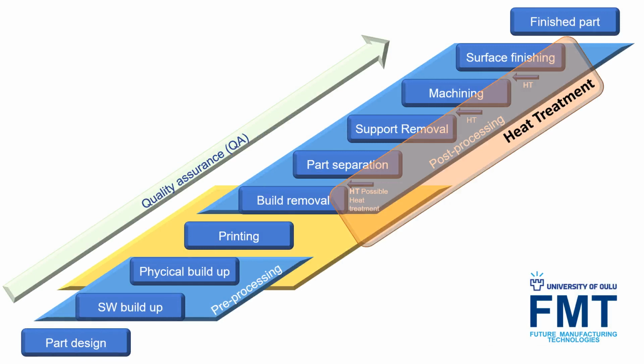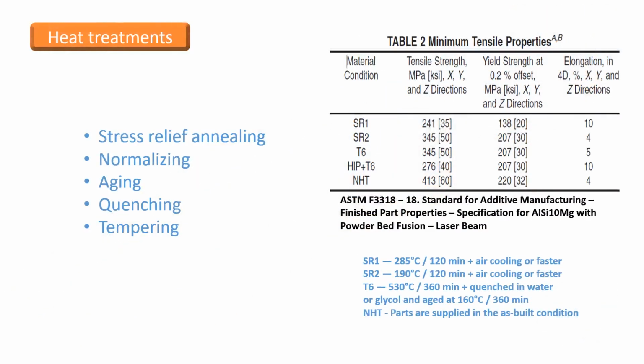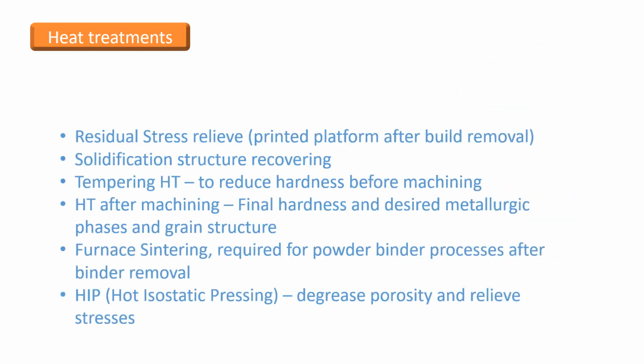Depending on the situation, heat treatments of metal printed parts can have several purposes. The properties of metals can be affected by heat treatments quite a lot. Metal heat treatments include, among others, stress relief annealing, normalizing, aging, quenching, and tempering. The first possibility for heat treatment is when the print platform with parts has been removed from the printer. In this case, it is usually a case of stress relief annealing, but the heat treatment also has another favorable effect, as it causes the solidification structure created in 3D printing to recover.